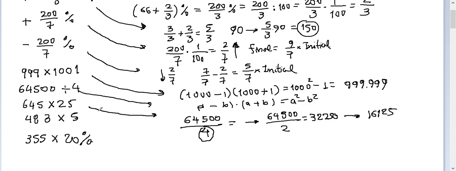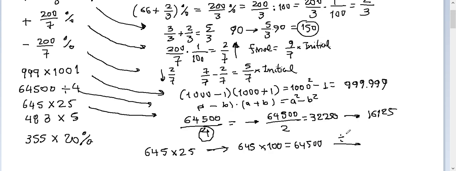Then we have something else. Here we have 645 times 25. So if you multiply by 25, then you do 2 steps again. Multiply by 100 and you get this. And then divide this one by 4. And if you divide this by 4, you will get 16,125. So multiply by 25, I multiply by 100, and the result I divide by 4.